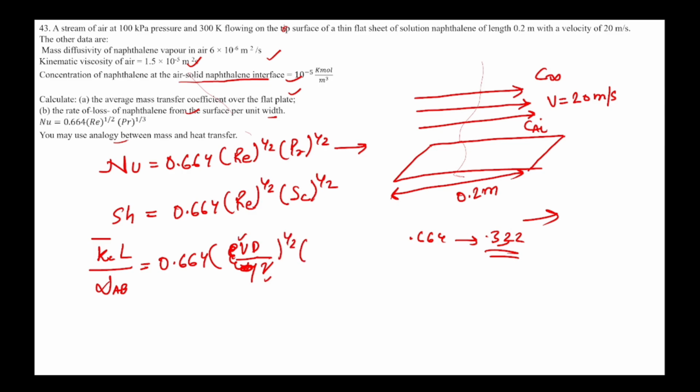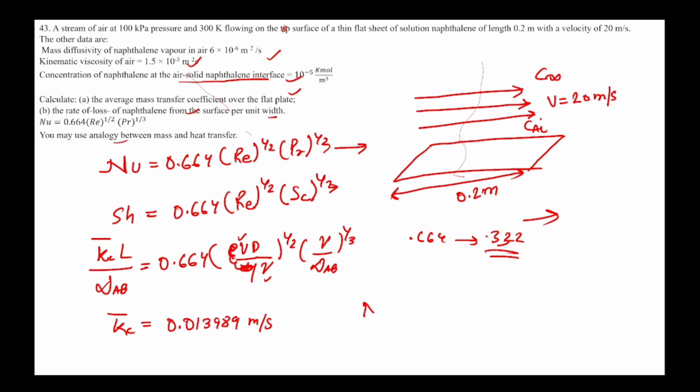1 by 2. Schmidt number, momentum to mass. Okay, 1 by 3. This is 1 by 3. Now putting all the values, we will get Kc is equal to 0.013989 meter per second, right?